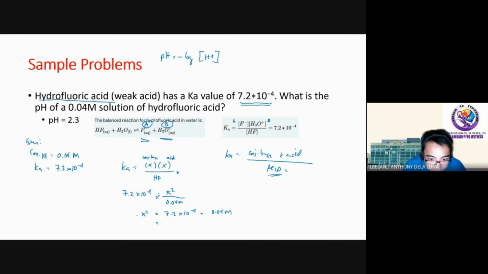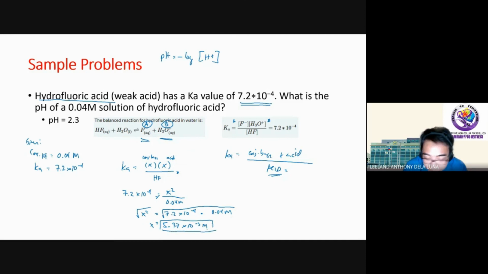Para makuha ko yung square root of both sides of the equation. So, x would be equal to 7.2 exponent negative 4 times 0.04. Okay, the square root of the answer would give me 5.37 times 10 to the negative 3 molar for my hydrogen ions.